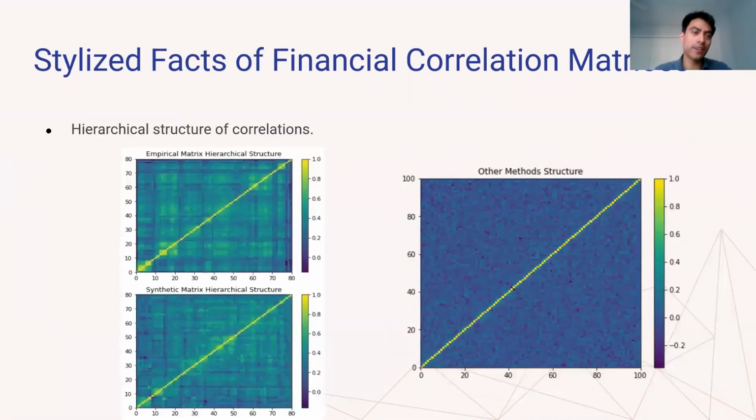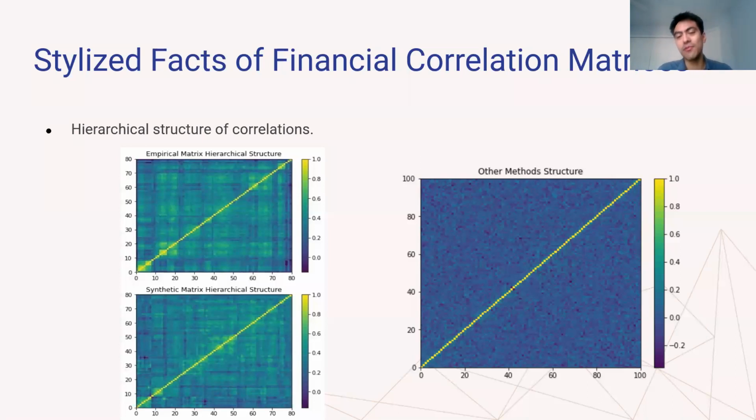The fifth stylized fact is that the correlation matrix has a hierarchical structure of correlations. On the top left picture, you will see an empirical correlation matrix, and on the bottom left, you will see the CorrGAN correlation matrix. The hierarchical structure, if you remember from HCBM, is the squares that show up in a correlation matrix. This picture is best illustrated with dimensions 0 through 20. You'll be able to see some squares that form, and that's the hierarchical structure.